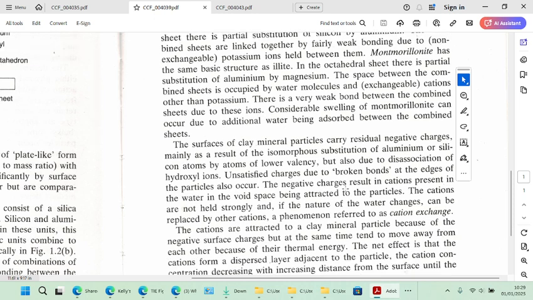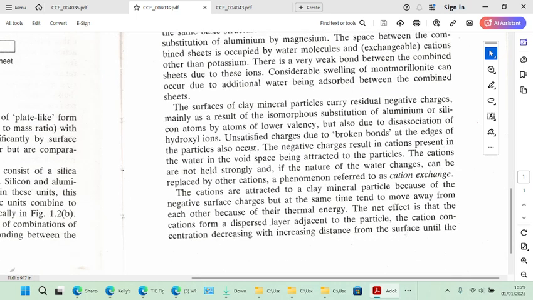The surfaces of clay mineral particles carry residual negative charges, mainly as a result of the isomorphous substitutions of aluminium or silicon atoms by atoms of lower valency, but also due to dissociation of hydroxyl ions. Unsatisfied charges due to broken bonds at the edges of particles also occur. The negative charge results in cations present in the water in the void space being attached to the particles. The cations are not held strongly, and if the nature of the water changes, can be replaced by other cations, a phenomenon referred to as cation exchange.